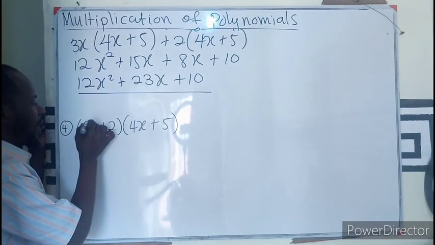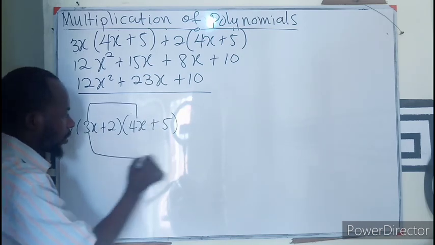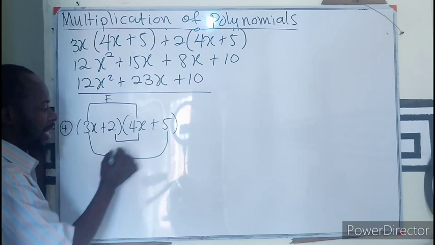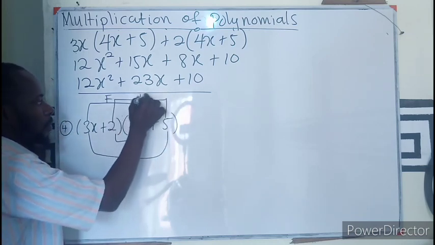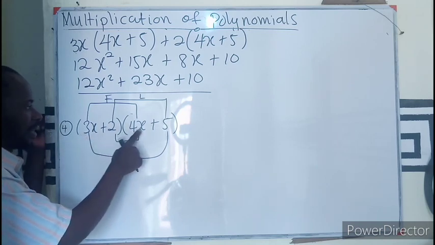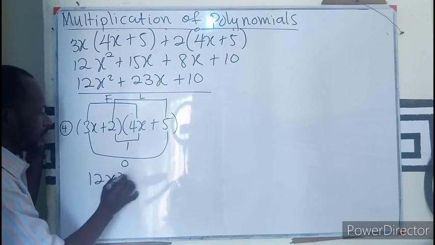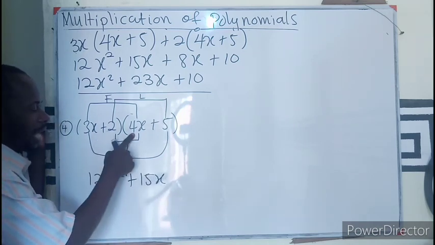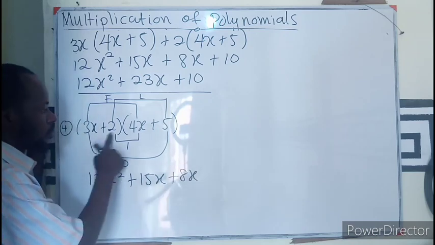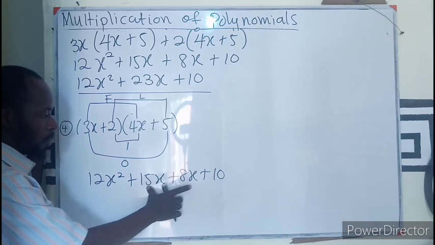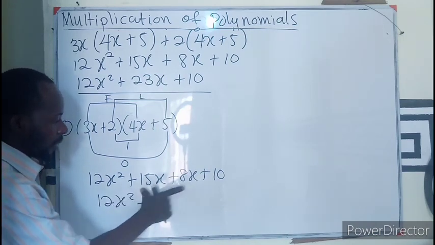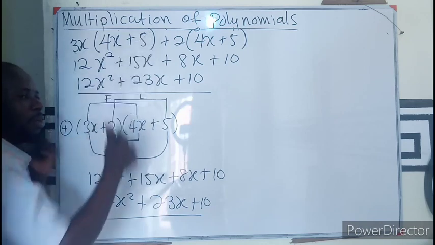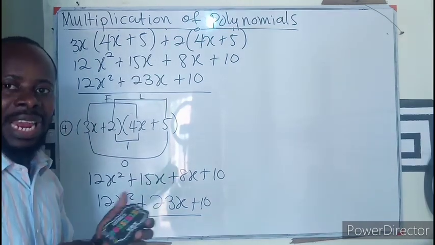Or if you want to use the first method, which is the FOIL. So this is going to be the first, the outside. Then we go for what? Inside. Then this becomes what? The last term. So the FOIL is secure. 3x times 4x gives you 12x squared. 3x times 5 will give you 15x. 2 times 4x, 8x. 2 times 5 is what? 10. So per this 12x, then this will still give us what? 23x plus 10. So we can use it directly or distribute the first element on the elements of the second bracket.